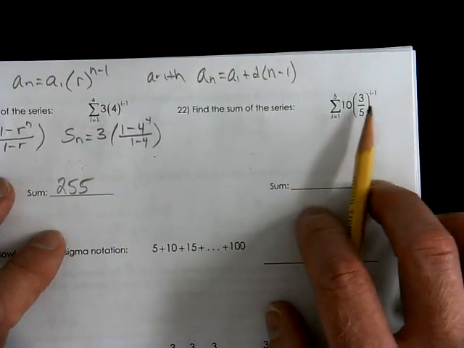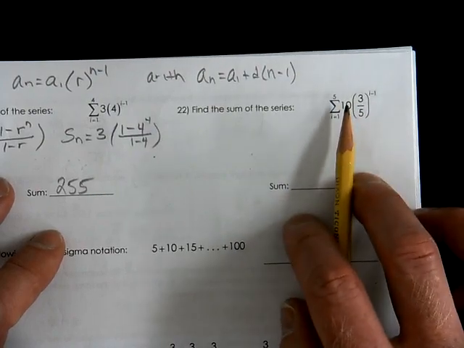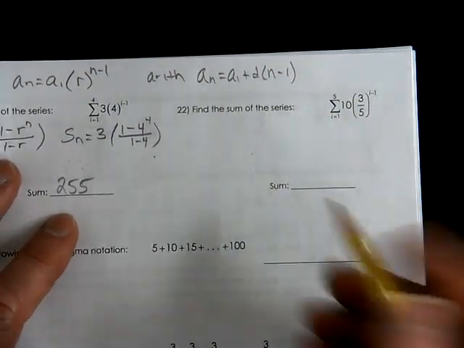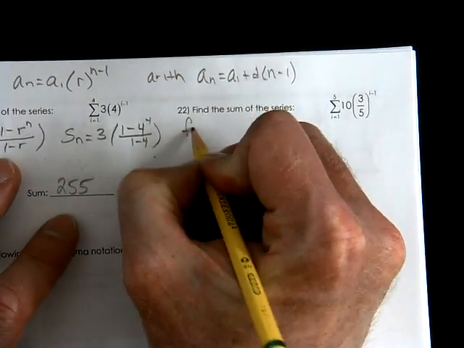Okay, find the sum of the series. I see this, and again, this is geometric. This is a finite geometric.